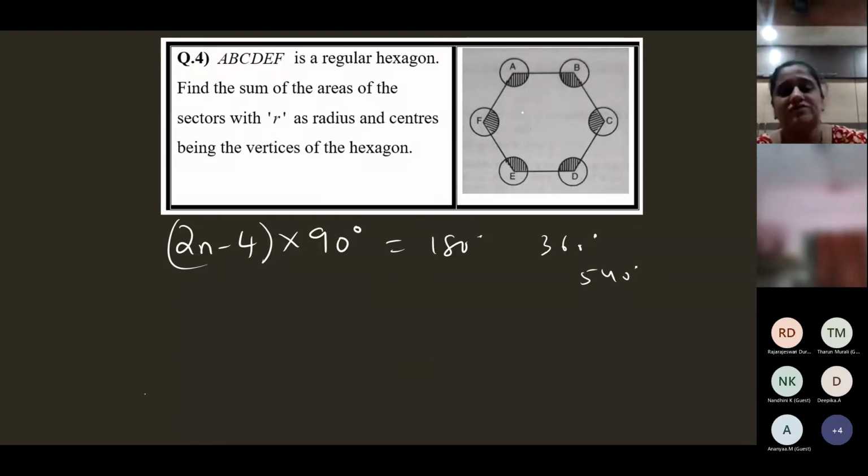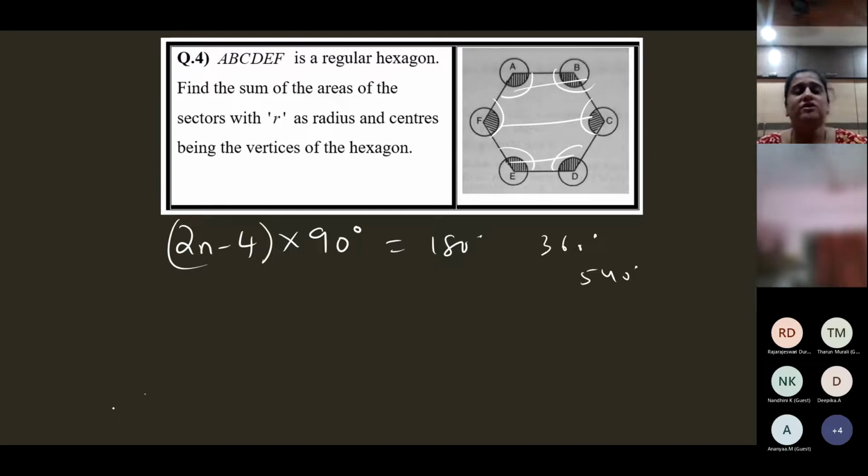Now this polygon has 6 sides. So what is the sum of all the 6 interior angles? There are 6 interior angles: 1, 2, 3, 4, 5, 6. What is the sum of all the 6 angles of this polygon?